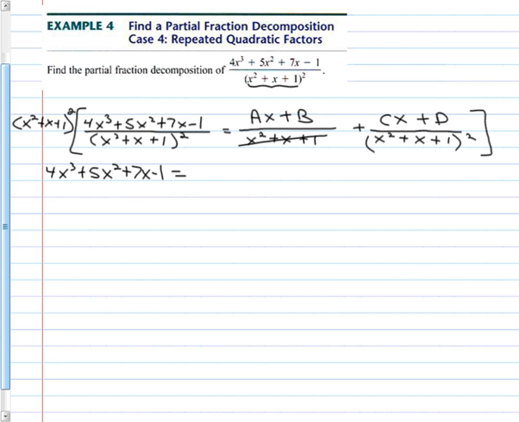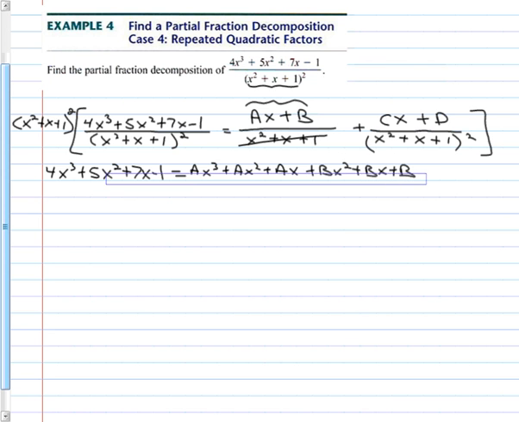This cancels out one of them, and I still have an x squared plus x plus 1 that I have to multiply by this. So how do I multiply trinomials and binomials? I distribute. I'm going to take that ax and multiply it by everything back here: ax cubed plus ax squared plus ax. Then I'm going to take the b and multiply it by everything back here: plus bx squared plus bx plus b.